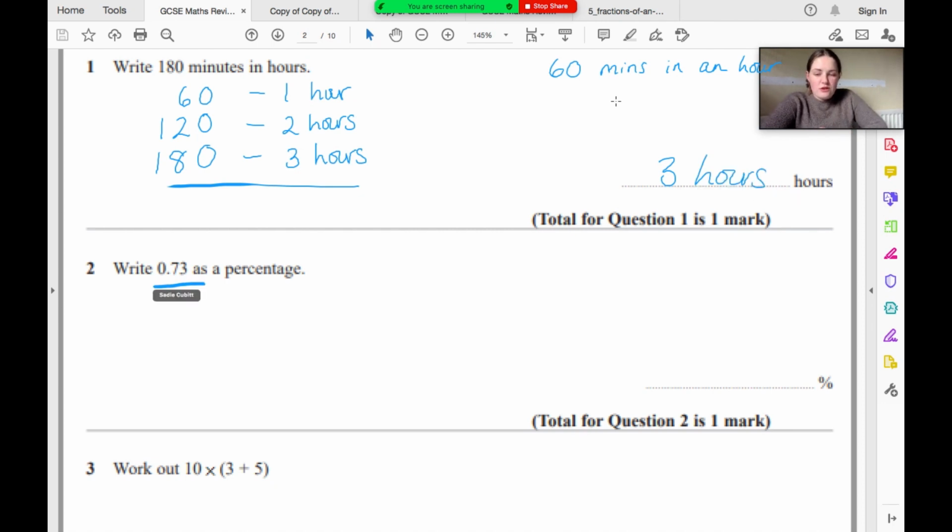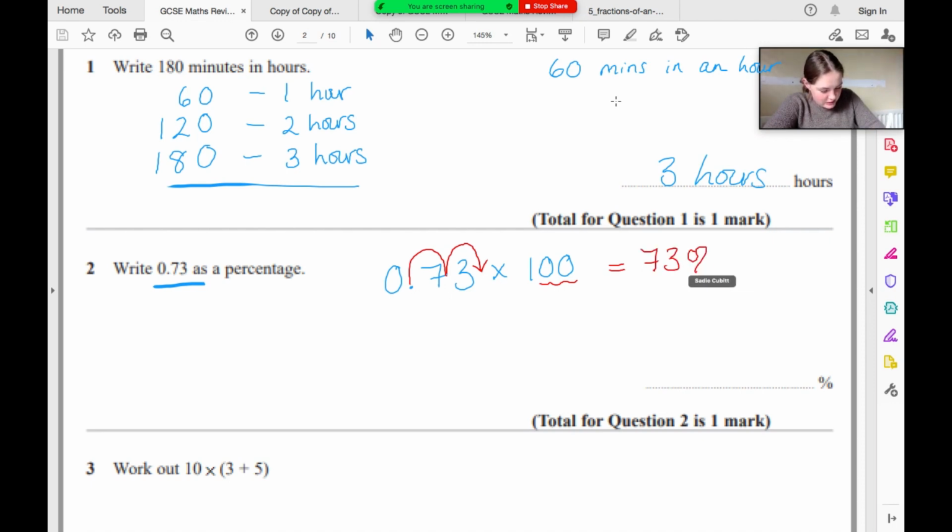Okay, 0.73 as a percentage. Well, earlier on, in the first question, I think it was, I did tell you that to turn any number into a percentage, you times by 100. And I don't mean use a calculator. I mean just move your decimal point 2 places to the right, because there's 2 zeros in 100, so we move it 2 places. If we move it 2 places, it gives you 70, oh, not pounds, it gives you 73%. Nice and easy those ones, because you're literally just getting rid of that 0 point and adding a percentage on the end.